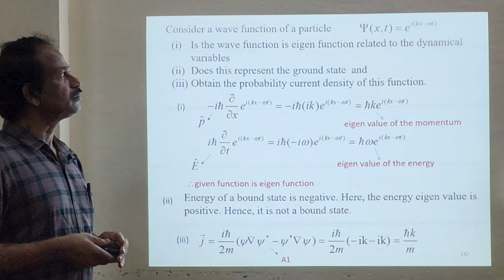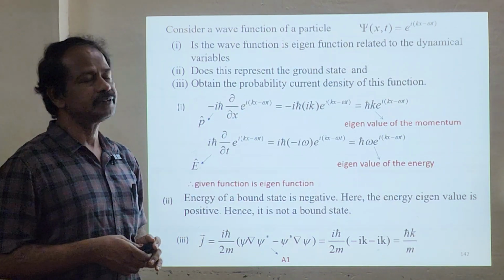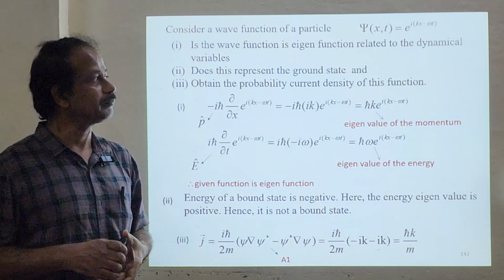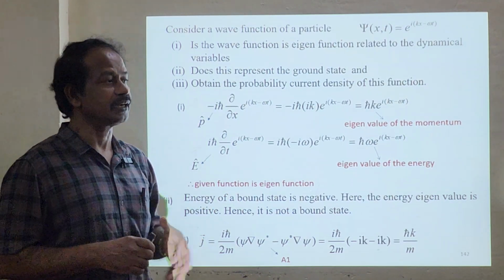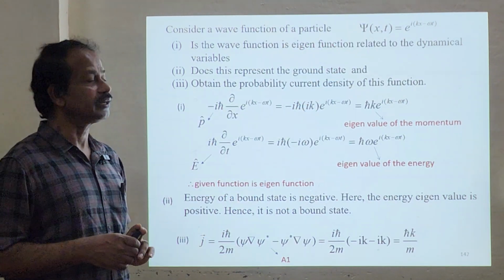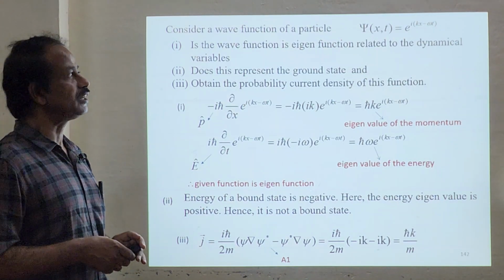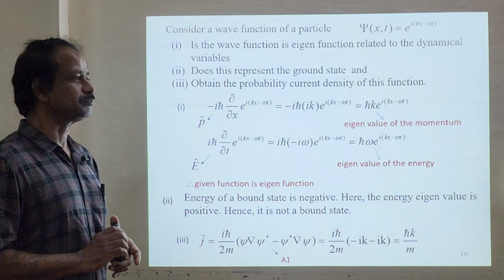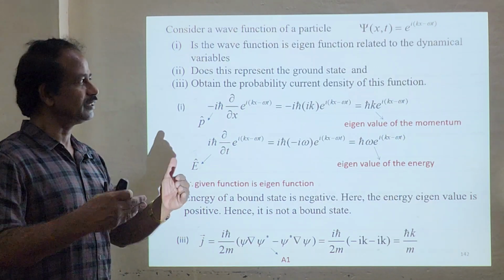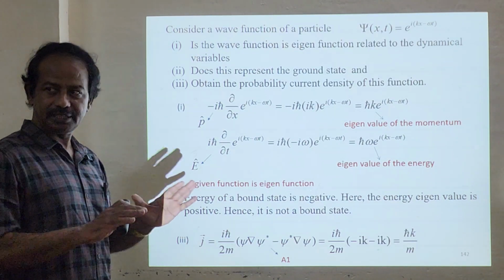Now we will go for a small problem. Consider the wave function of a particle, psi of x comma t, which depends on position and time and is equal to e power i(kx minus omega t). It's a plane wave equation. Now what are the questions? There are three questions. First, is the wave function an eigenfunction related to the dynamical variables or not? Second, does this represent the ground state or an excited state? And third, obtain the probability current density of this function. So three questions are asked.